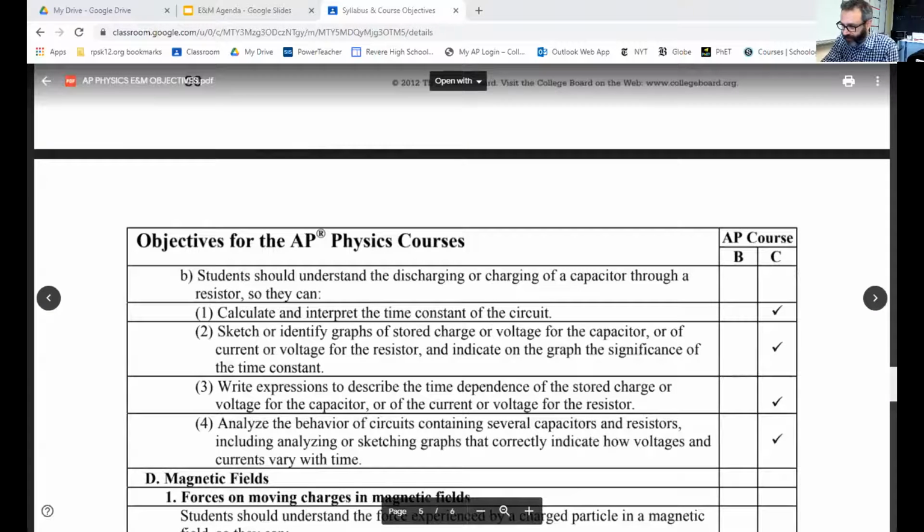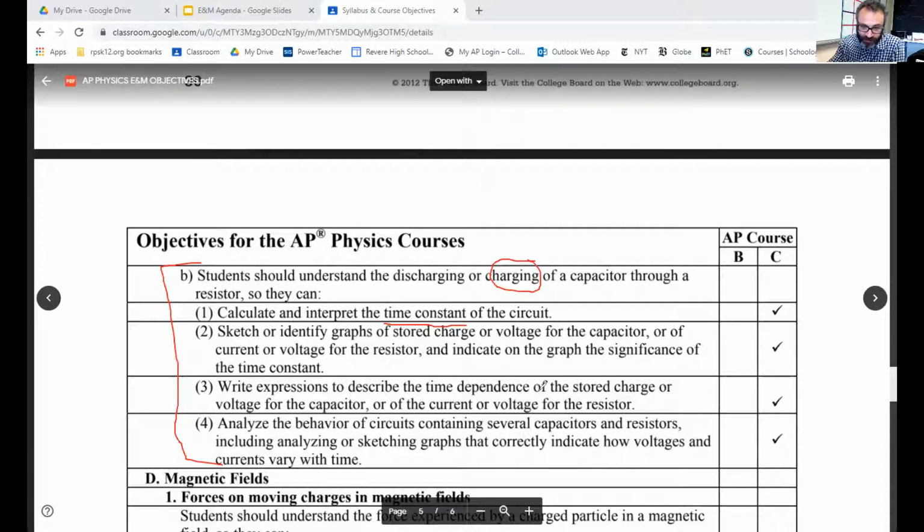These ones here. So understand the discharging or charging of a capacitor through a resistor. And today mostly we're going to be looking at charging. We'll do a separate shorter lecture for discharging. It's pretty similar. So we're going to understand what we mean by the time constant of the circuit and how to calculate that. We're going to be able to sketch and identify graphs of charge or voltage or current, and we'll see how the time constant affects the graph.